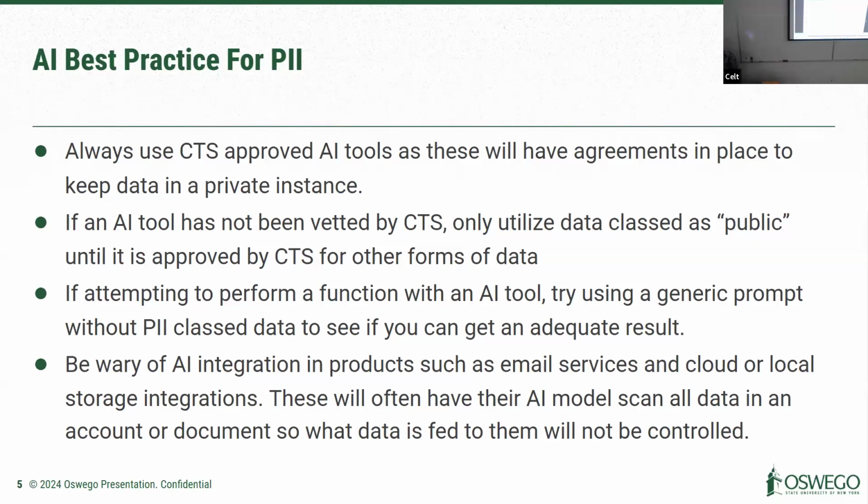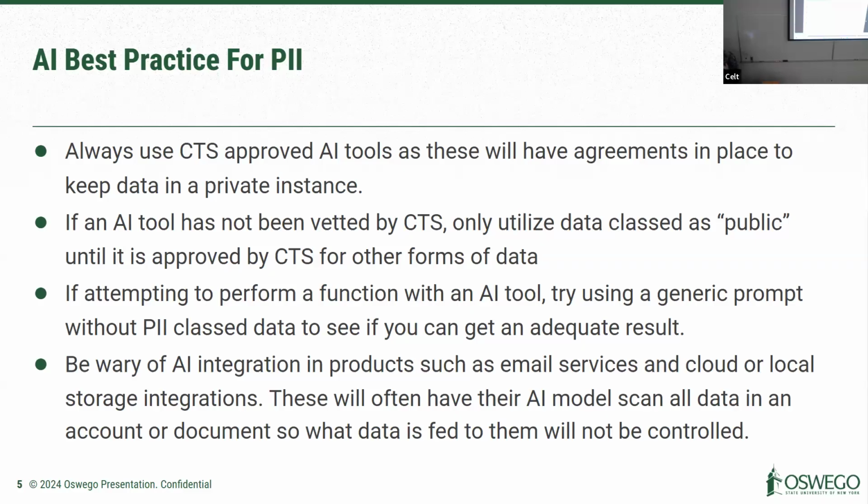And be wary of AI integration in products such as email services and cloud or local storage integrations. So what I mean by that is think about hooking, let's say, I'll use Gemini as an example because we're mostly Google campus. So with Gemini, you can hook that into Google Drive, you can hook that into email services, but because of how those work, they will scan everything in there and then port that over to the AI model to help with productivity. But who here knows everything that's in their email account right now? Who knows everything that's in their Google Drive right now? I don't know everything that's happening sitting in my email currently. And I mean, when you get something like PII, you should delete it, but things happen, we're human.